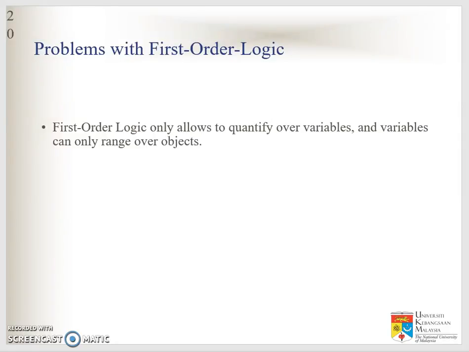Lastly, you need to know what is the problem in first order logic. Why do we have higher order logic? The problem with first order logic is that it only allows you to quantify over variables, and variables can only range over objects. So you can have either all or some. You cannot simply say, for example, there exist men who can marry up to 4 wives. So how do we say 4 wives in first order logic? You can say marries some woman, but you cannot quantify the some into 4. So that's why we have higher order logic.